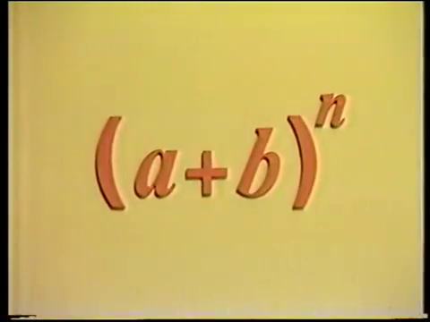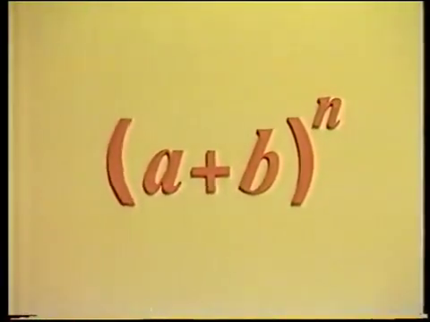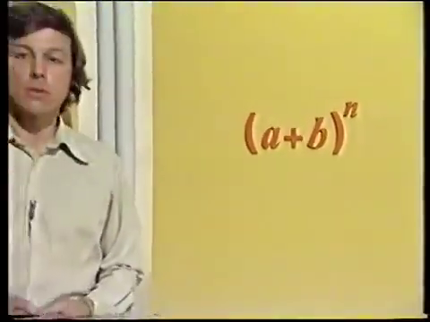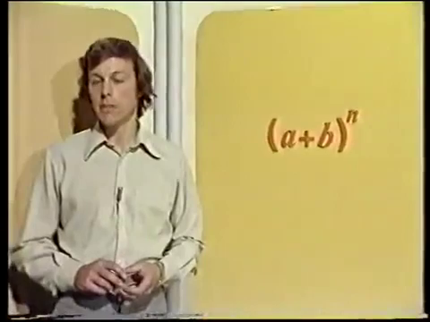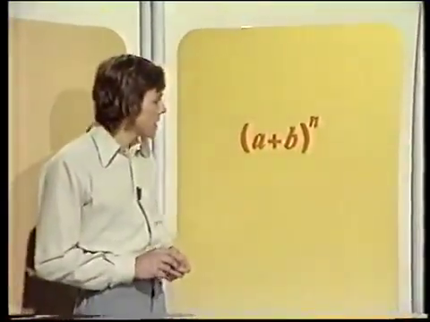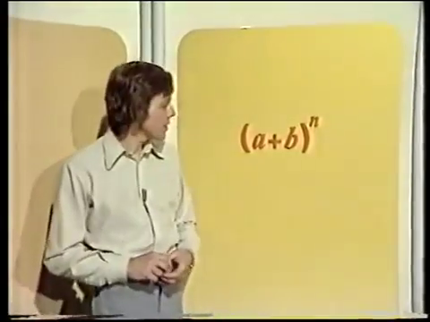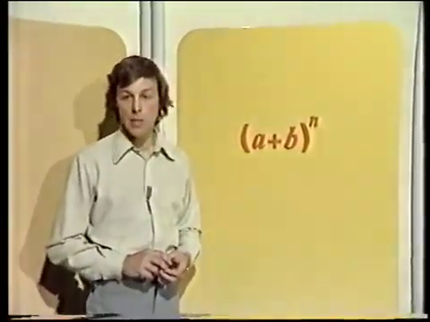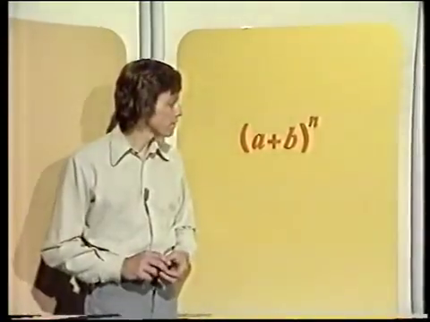The problem this week is to try to find an expansion for this expression, a plus b to the n. That's what section 5 of Unit 2 is all about, a section called the Binomial Theorem. And if you've made a start on that section, then you'll have already seen expansions in the special cases when n equals 2, it's a plus b squared, and n equals 3, a plus b cubed.